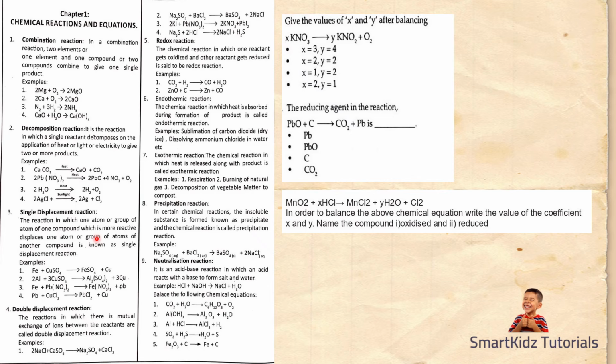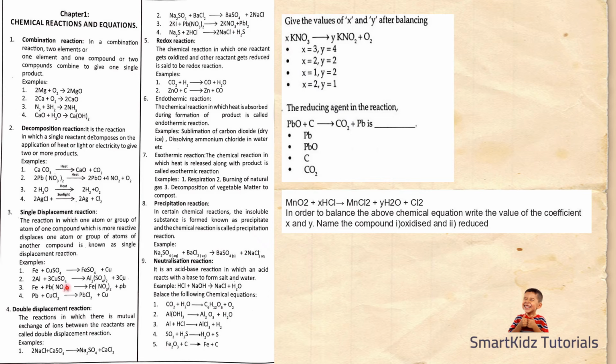Single displacement reaction. In a single displacement reaction, single means there's only one element being displaced. Now you can see over here, there is iron, there's copper sulfate, and iron displaces copper. So in simple words, forget about displacement and displaces: iron replaces copper. Iron takes over copper.